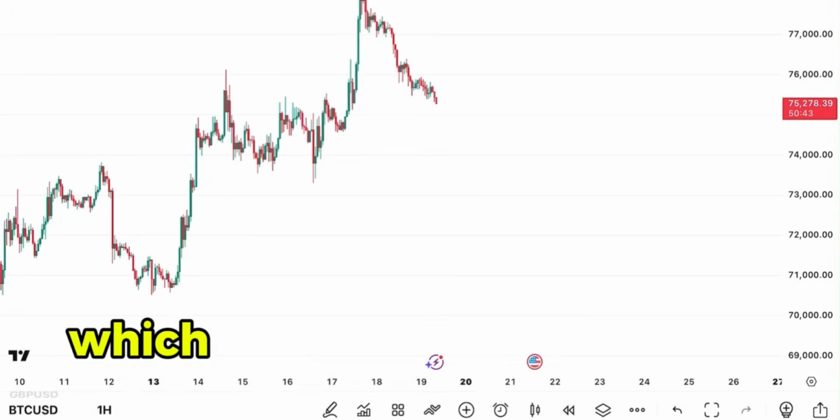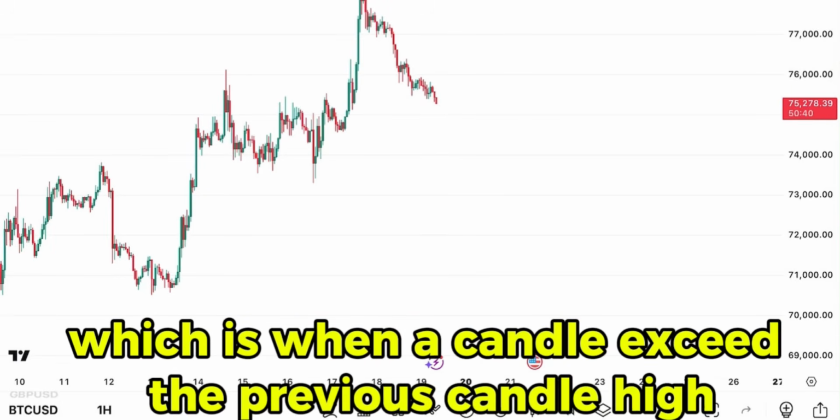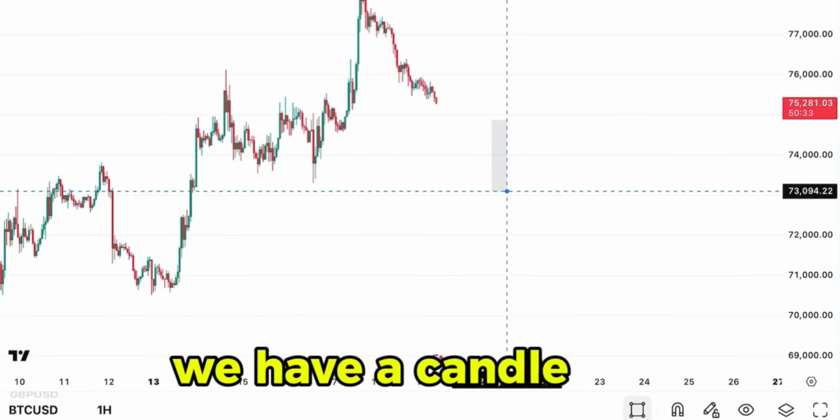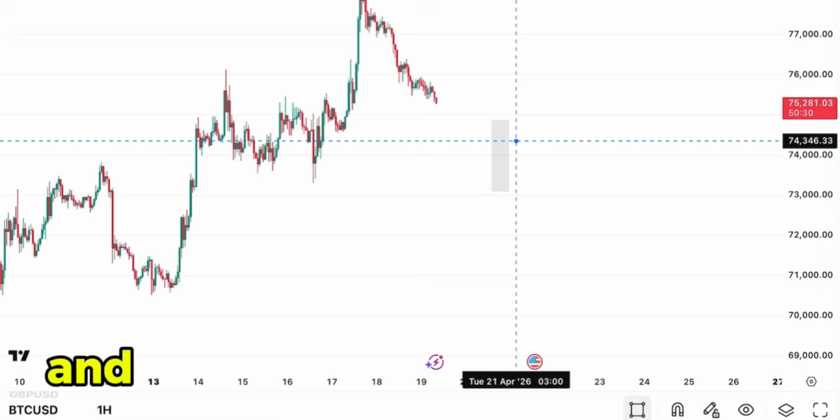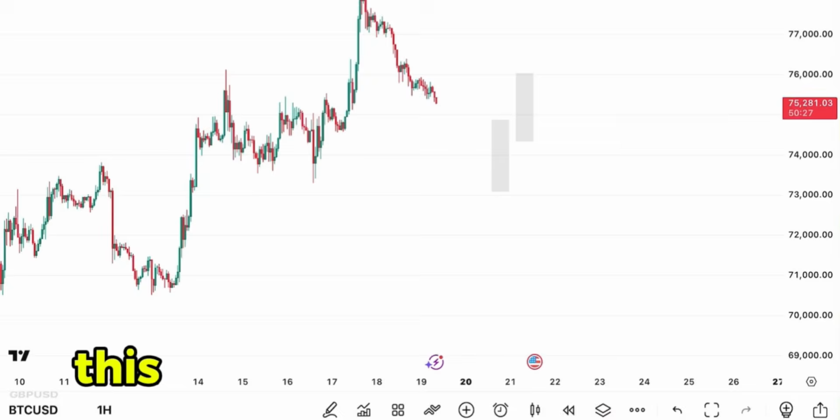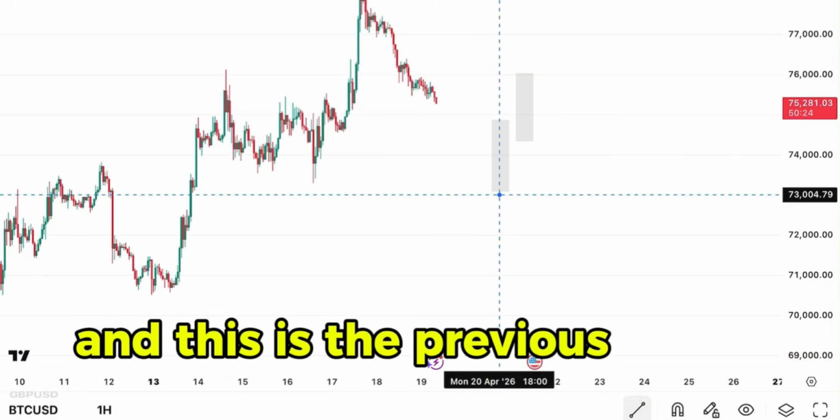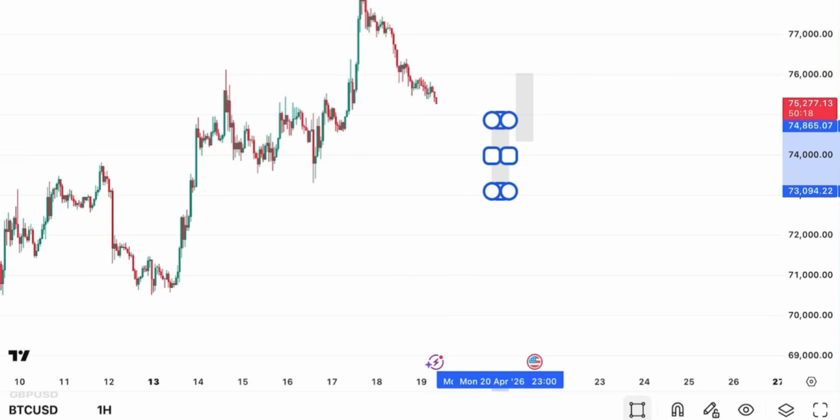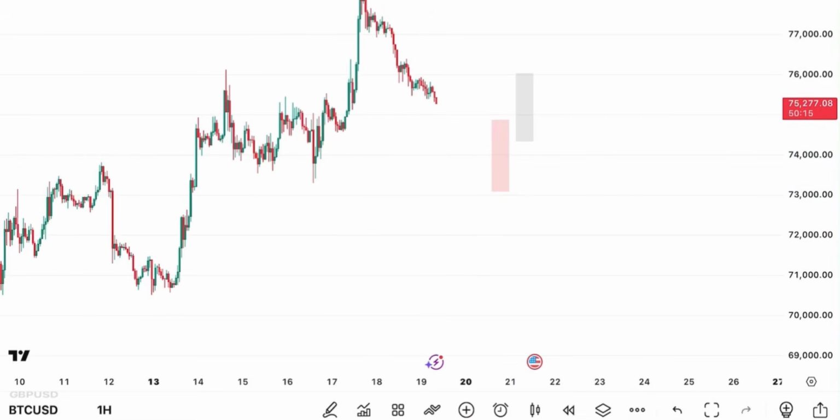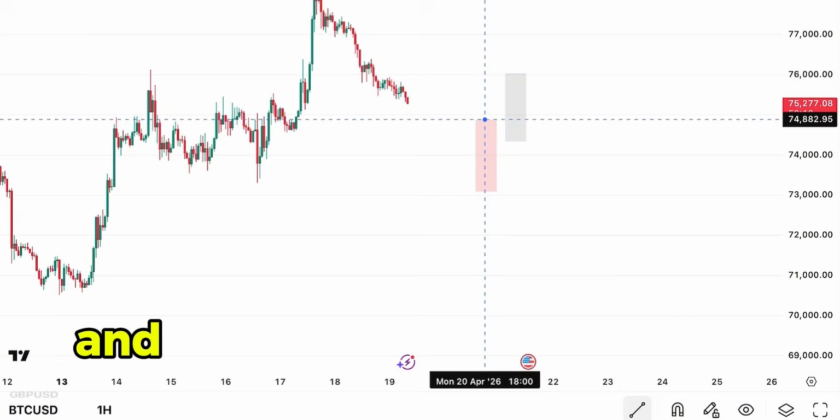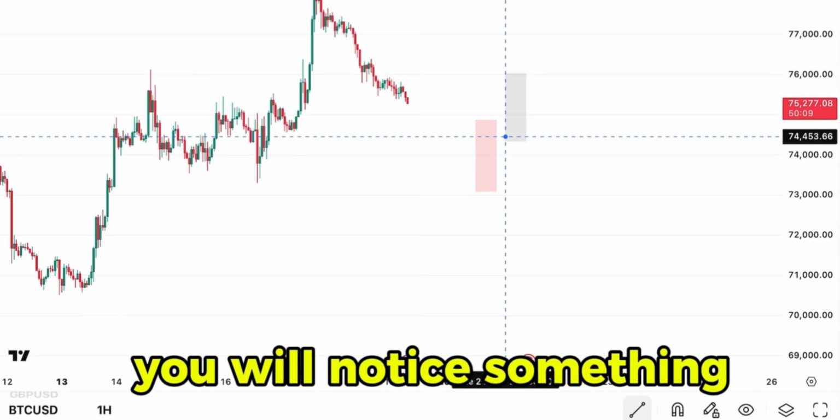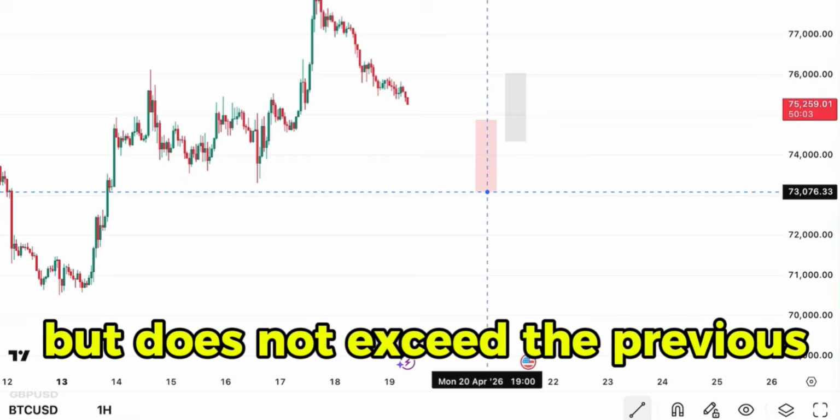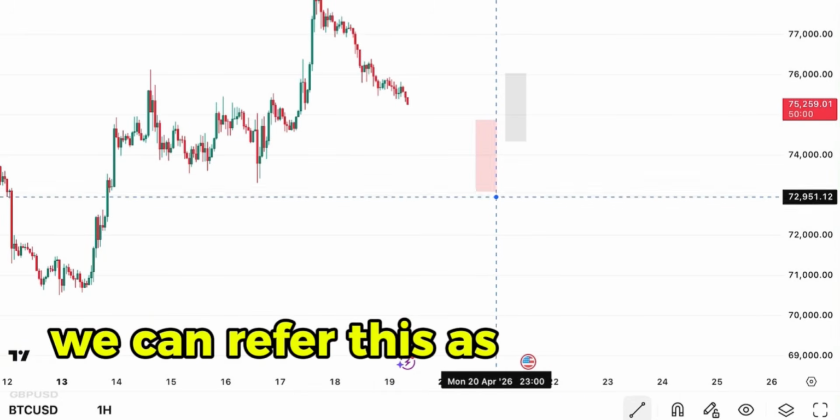Let's start from the first one, which is when a candle exceeds the previous candle high, but does not exceed the previous candle low. What do I mean by that? We have a candlestick, and we have the next candlestick. This is the previous candle high, and this is the previous candle low. Let me change the color of these candles so we can understand it properly. Now, this is the previous candle high, and this is the previous candle low. You will notice that the next candle exceeds the previous candle high, but does not exceed the previous candle low. We can refer to this as an uptrend.